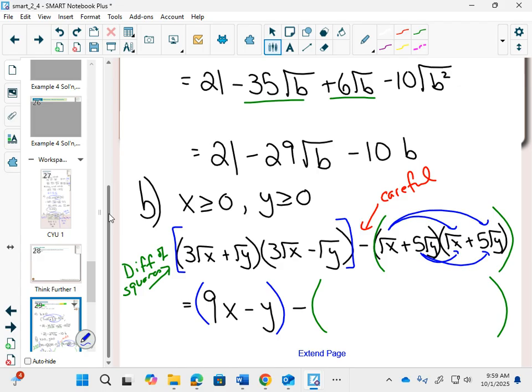A root x times a root x will just be x. No absolute value needed because x is already positive. The root x times the 5, well, this is like 5 times 1. That 5 would still be out in front. And root x times root y will be root xy. Inside, I'll also have 5 times 1, which will be 5 root x times root y. And it doesn't matter if you write yx or xy. Usually we do it alphabetical so we can see like terms easier.